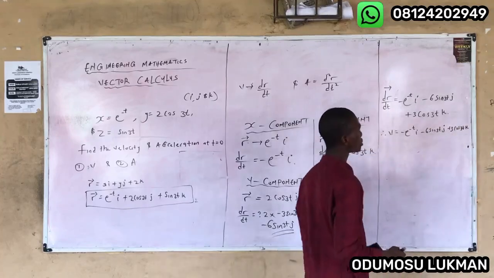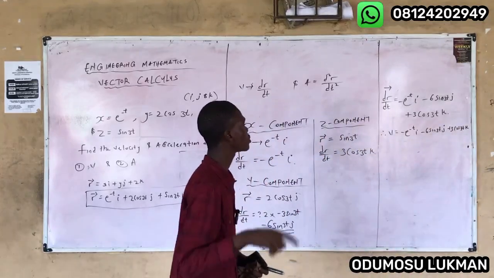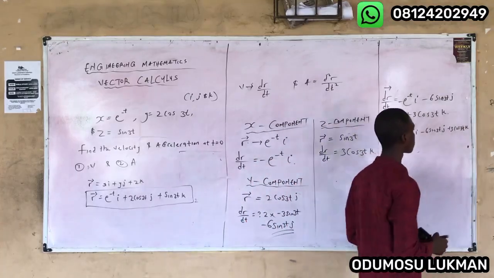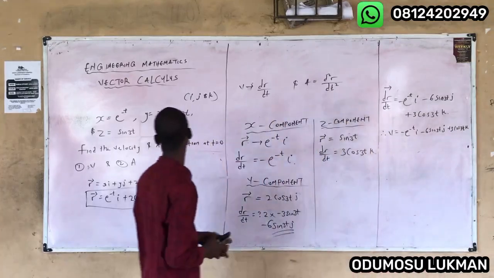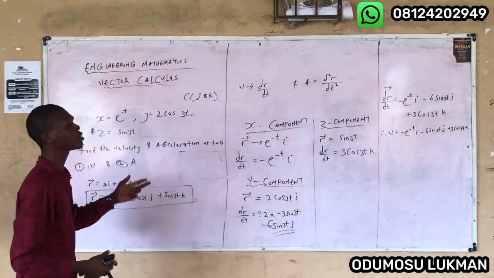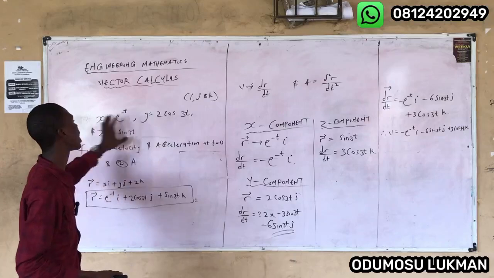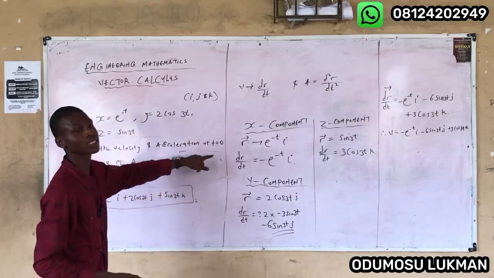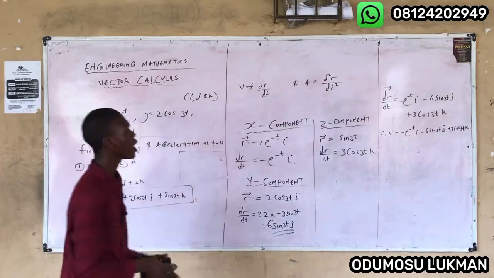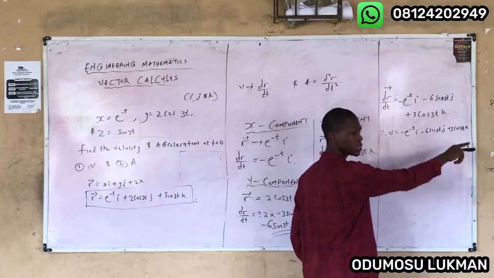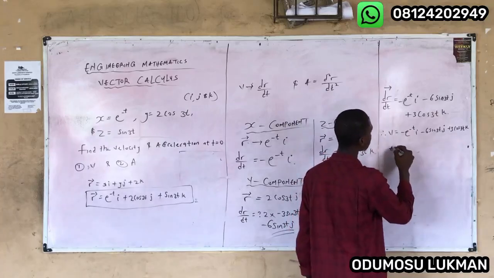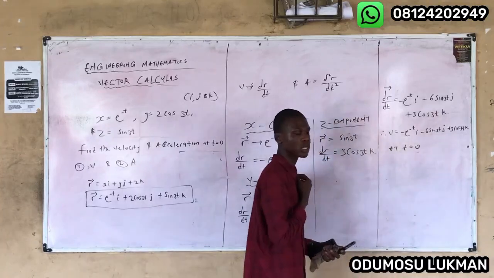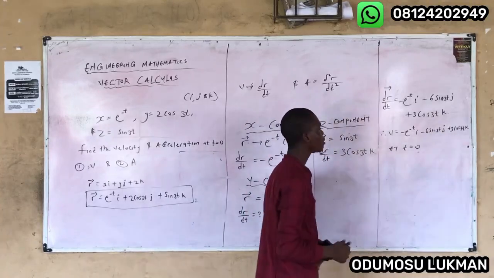But what does the question say? Go back to the question. Read the question again. A particle moves along the curve whose parametric equations are given to be this, right? Find the velocity and acceleration at t equals 0. Now, we've gotten velocity to be this, right? At t equals 0, what it means is that we substitute the value of t. Anywhere you see t in this case, substitute the value of t there.